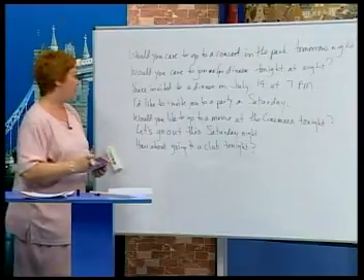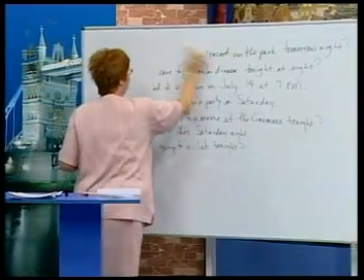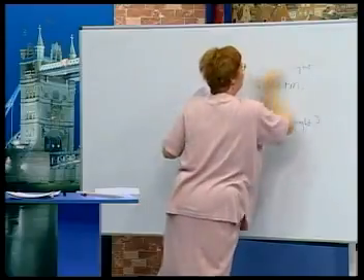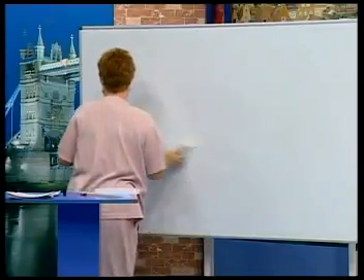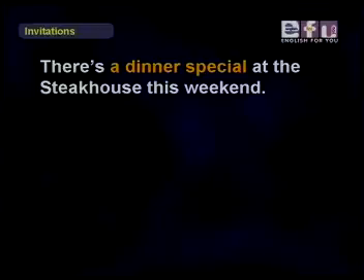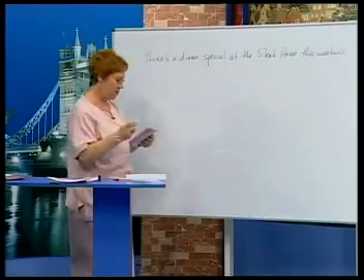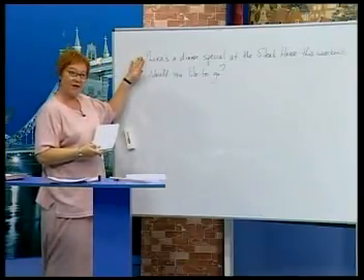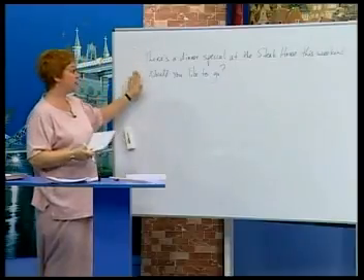Now, there's another way we can do it, and let me make some more room here, and we can change it around a little bit, and then I'll show you how it looks. Okay, sometimes we say what, where, and when first. So, there's a dinner special at the steakhouse this weekend. Here's the information, and now you can say, would you like to go? Okay, information and invitation.